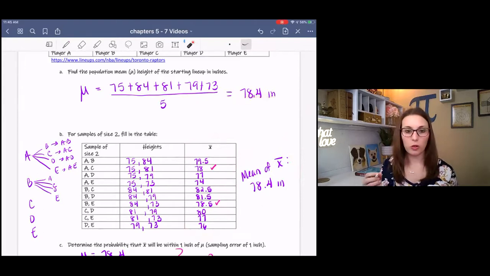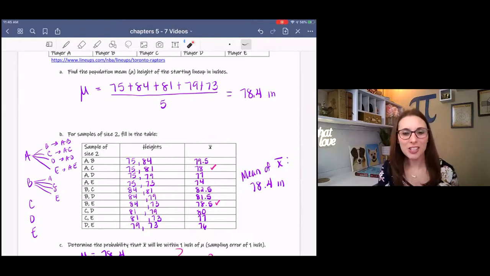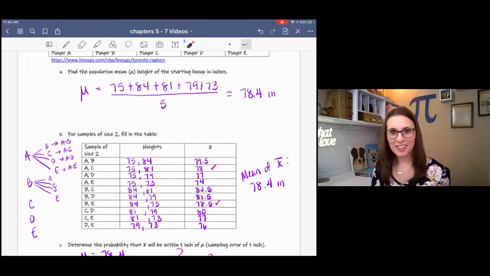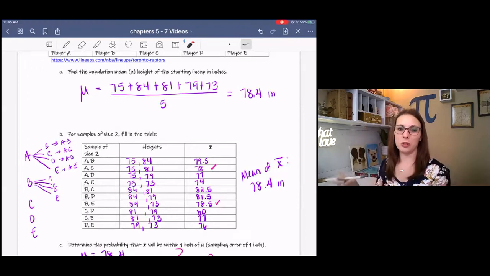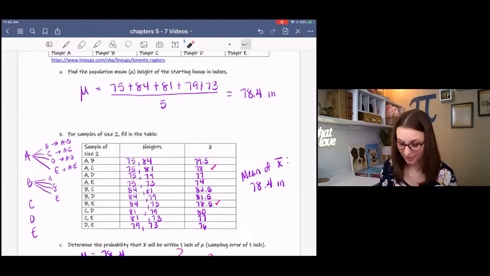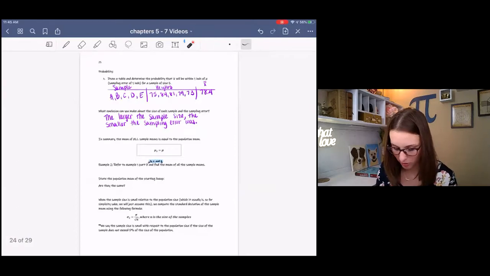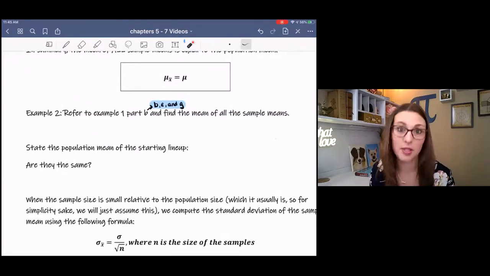So when we find a bunch of samples and we find the mean of all the samples, and then we find the mean of the means, we're getting closer and closer to the true population mean. So crazy. Y'all are probably like, girl, that's too many samples. Samples of the samples of the samples.